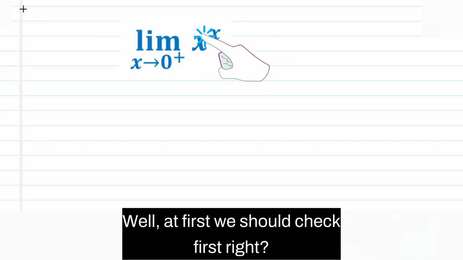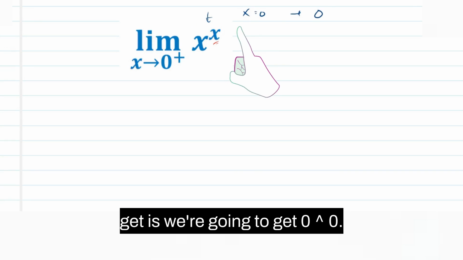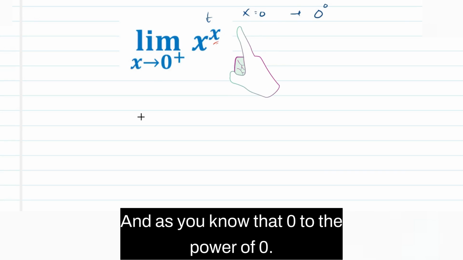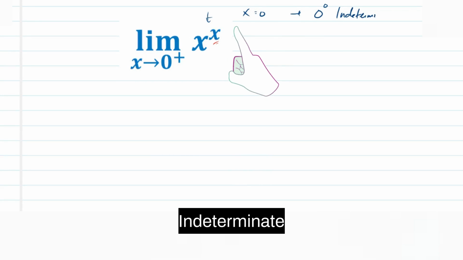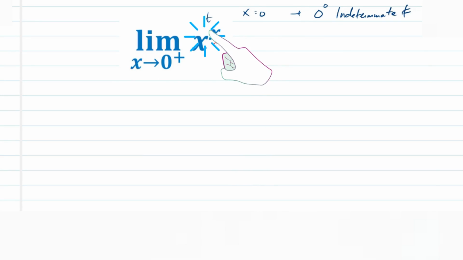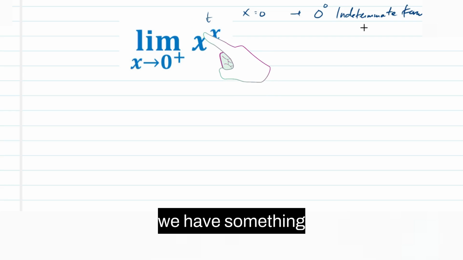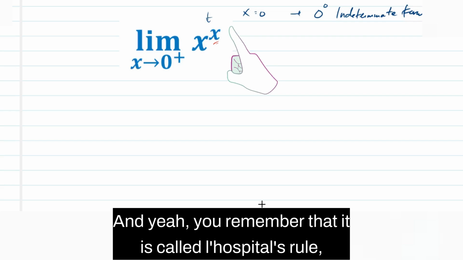At first we should check. By substituting x equals 0 into our function, we get 0 to the power of 0. And as you know, 0 to the power of 0 is an indeterminate form. That's now the problem, but as you remember, we have something that we can use to solve a problem like this.